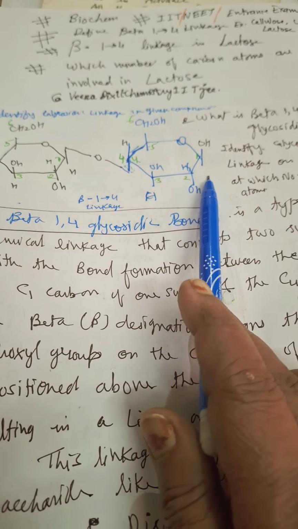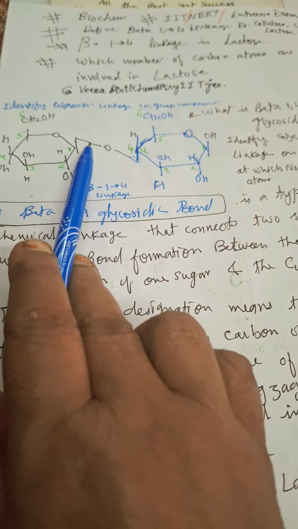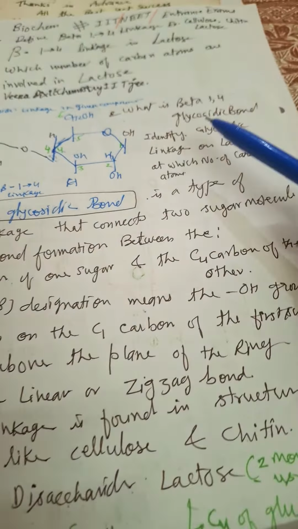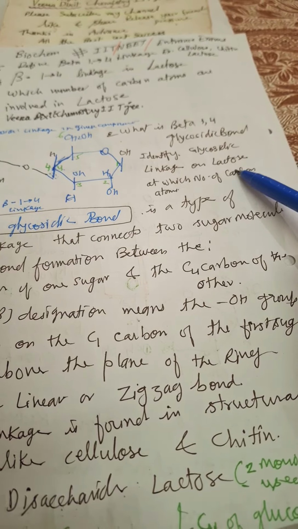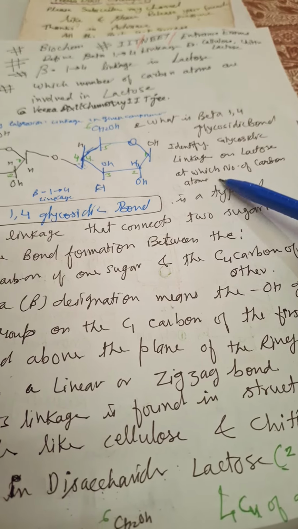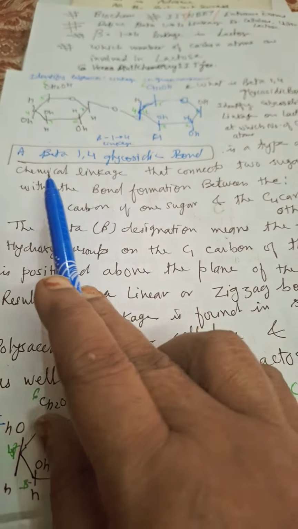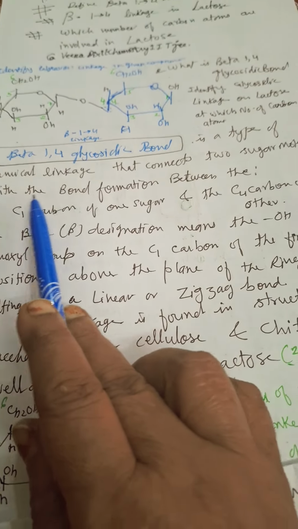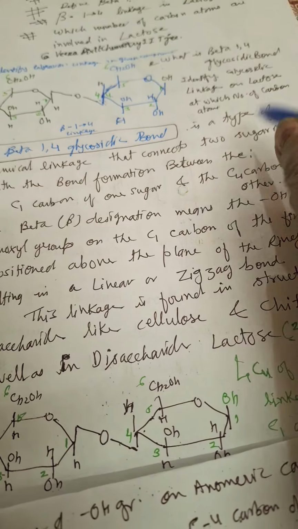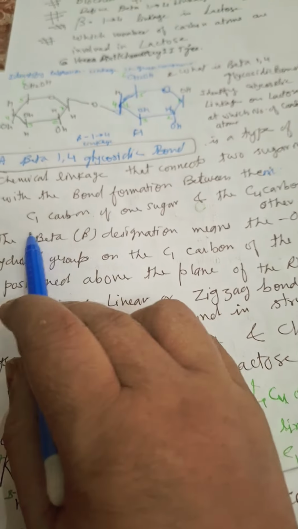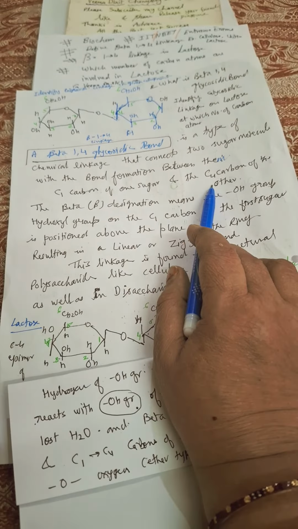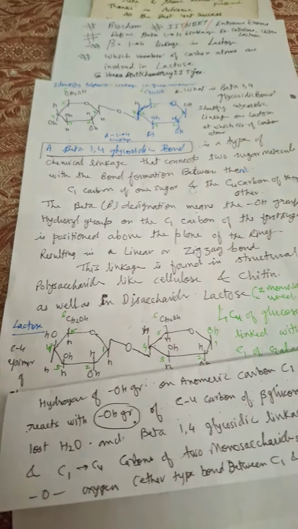This is another molecule of beta glucose, so there will be a beta 1,4 linkage. Now they are asking to identify the glycosidic linkage in lactose, at which carbon atoms the linkage is occurring. What is a beta 1,4 glycosidic linkage? It is a chemical linkage that connects two sugar molecules with bond formation between them. So the C1 carbon of one sugar and the C4 carbon of the other sugar will link through OH.